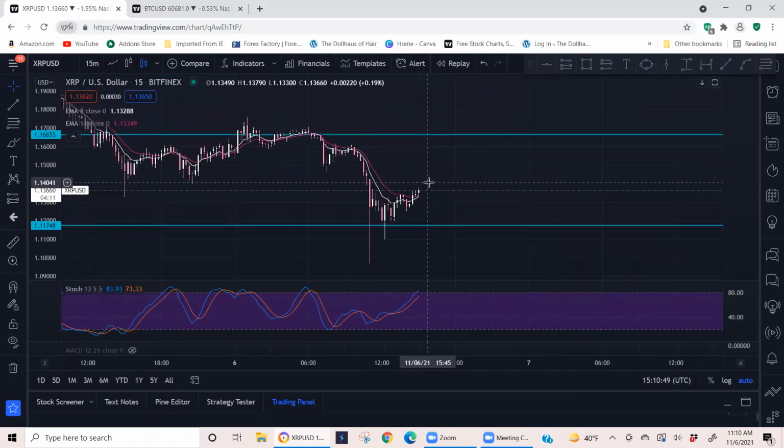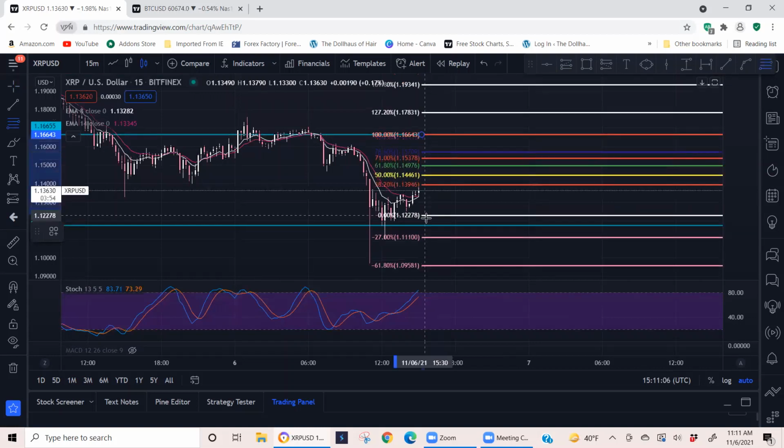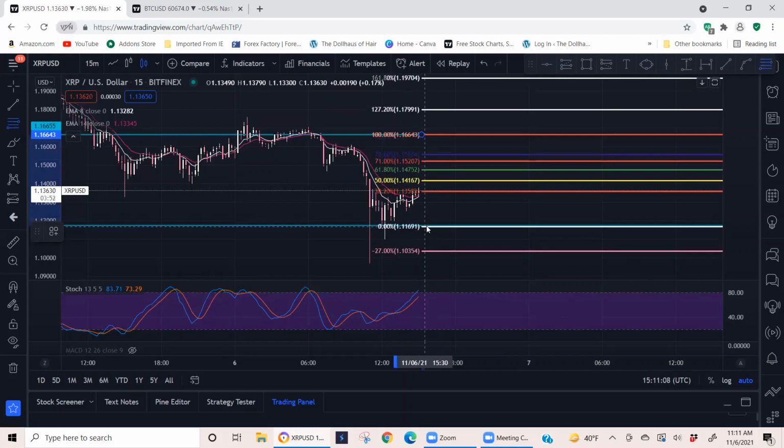Now, where do the fibs come into place? Once you find your support and resistance, the next thing you're going to do is take your Fibonacci. You're going to start at the top where your area of resistance is, and you're going to drag it down to that area of support.